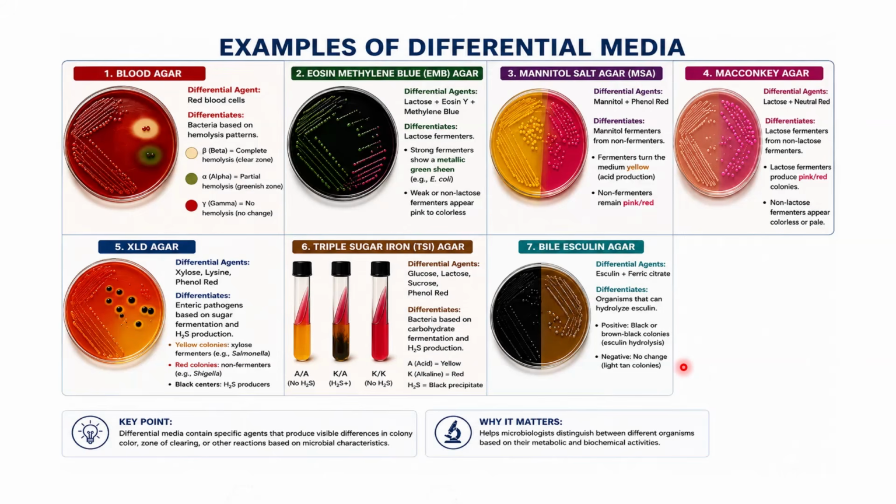And the last and seventh differential medium we are looking at is the bile esculin agar. In the bile esculin agar, the differential agents here are esculin and ferric citrate. And these differential agents help to differentiate bacteria that have the ability to hydrolyze esculin from those that do not. The formation of black or brown-black colonies on the agar medium indicates esculin hydrolysis, whereas no color change in the agar medium shows a negative result.